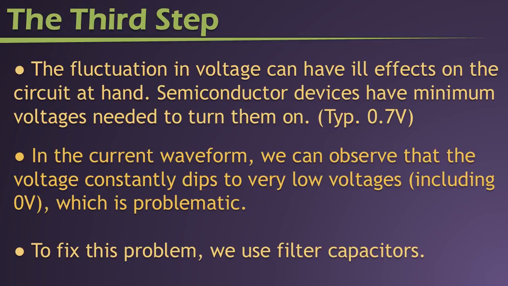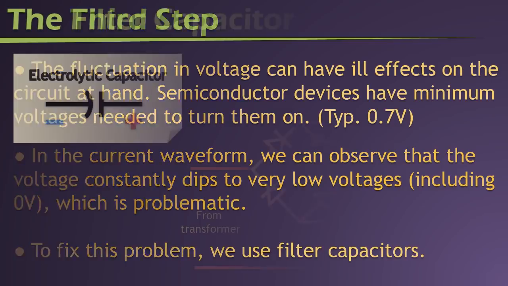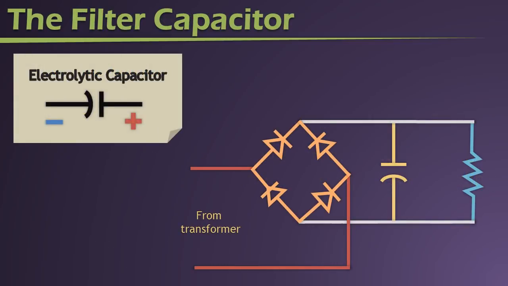So to fix this problem, we're going to use something called a filter capacitor, or filter capacitors, and we're going to see how that works on the next slide. Here's the circuit, now including the filter capacitor on the output of the bridge rectifier. And the filter capacitor is really going to help to remove that ripple. It's going to smooth out that ripple that we saw on the oscilloscope in the previous slides.